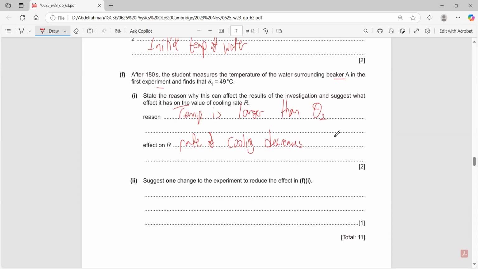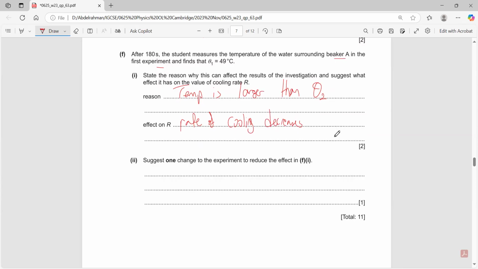Suggest one change to the experiment to reduce this effect. How can I reduce this effect? By using a constant temperature for the surrounding water.